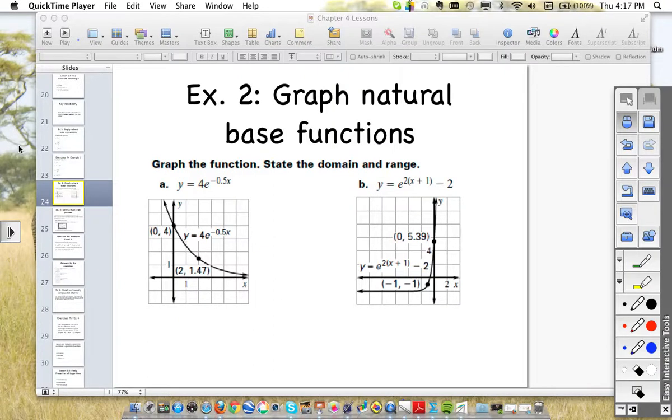Okay, so I'm picking us back up at example 2. I did take a moment to recalibrate the screen, so hopefully our notations will be a little bit easier to work with. Okay, so example 2, we're talking about graphing these natural base functions, these functions that include the letter E.